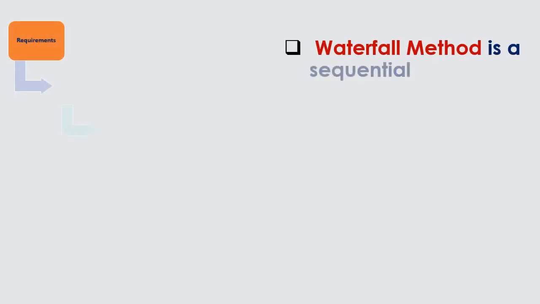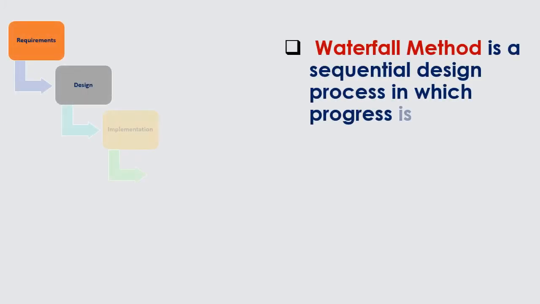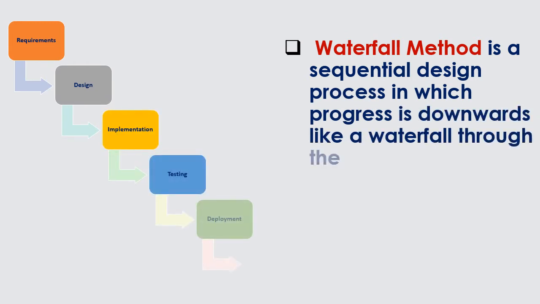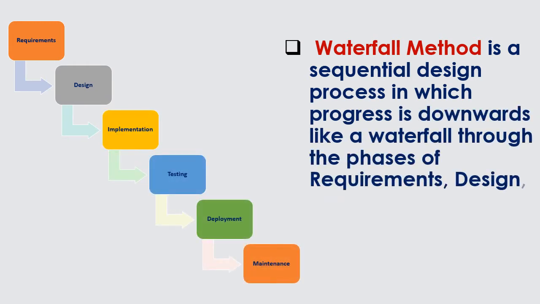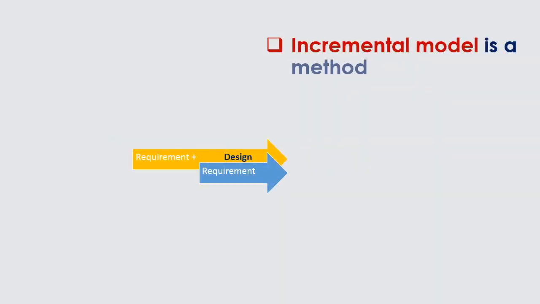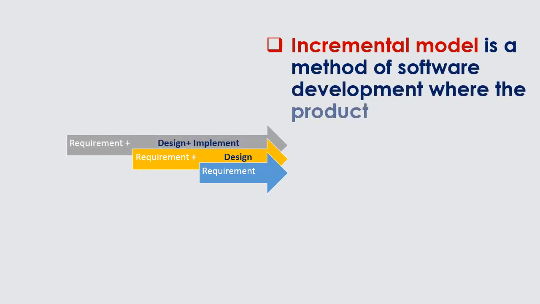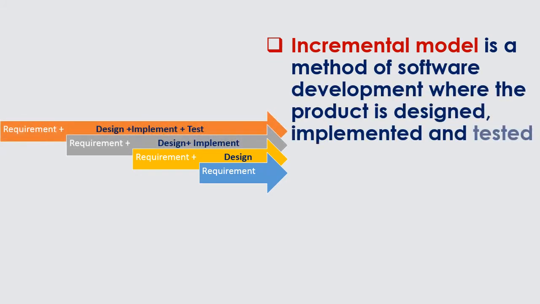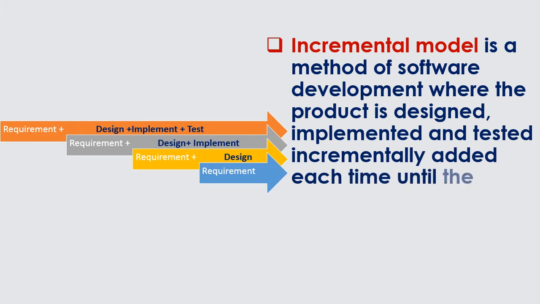Waterfall method is a sequential design process in which progress is downwards like a waterfall through the phases of requirements, design, implementation, testing, deployment, and maintenance. Incremental model is a method of software development where the product is designed, implemented, and tested incrementally, added each time until the product is finished.